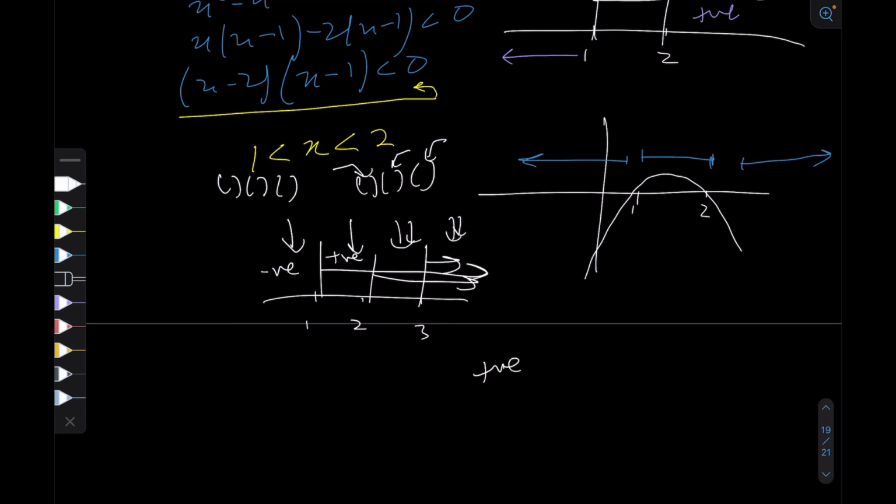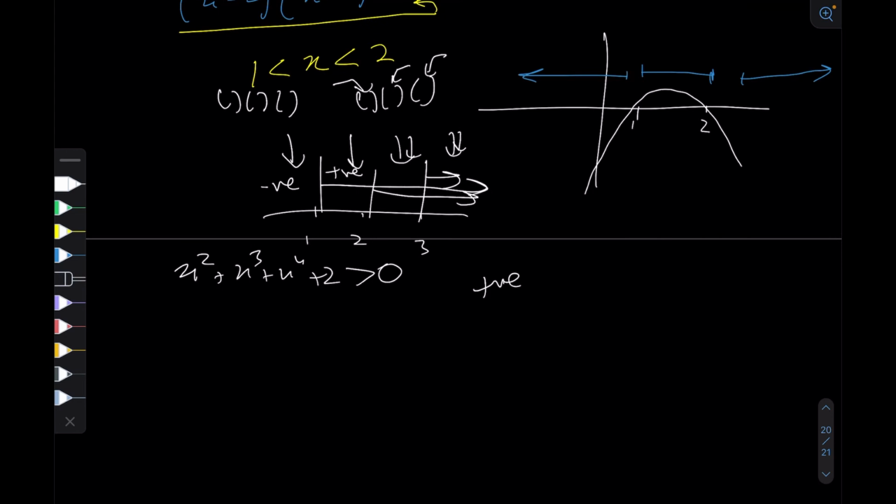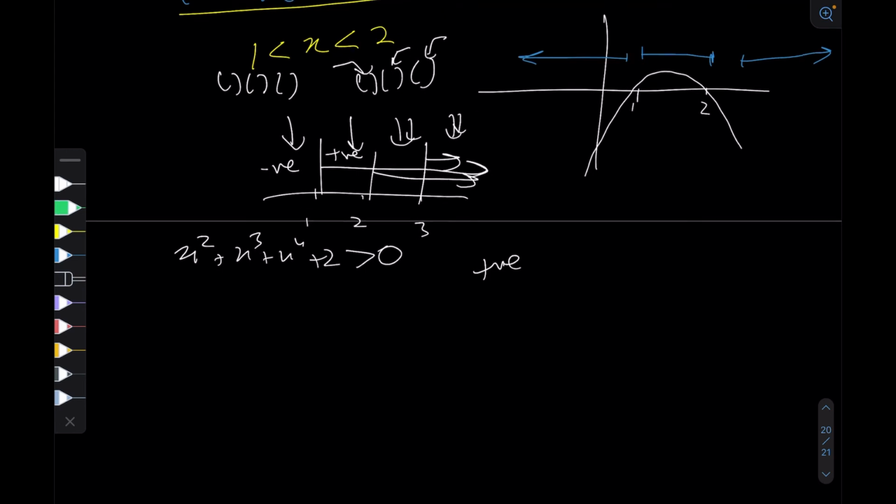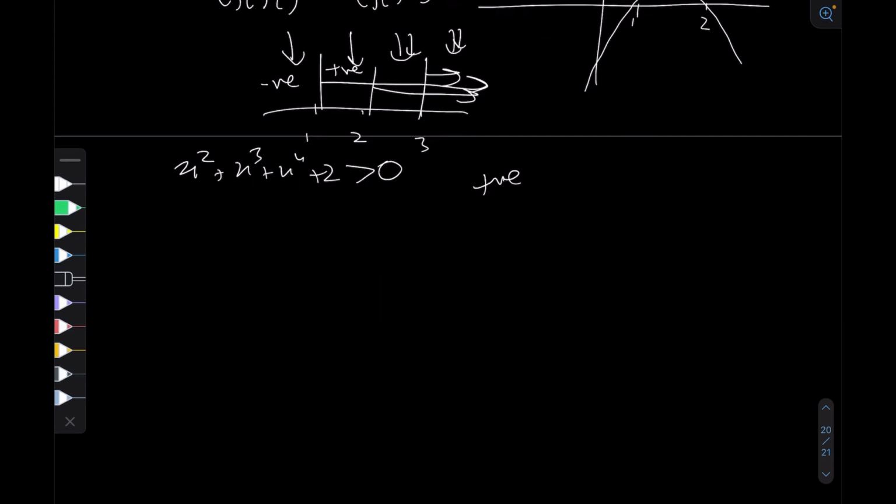So if you have any inequality, if you have any polynomial, maybe there's an x cube or an x to the 4, even though it's not in your syllabus, it's extra knowledge, and you have an inequality like this, you can always solve it using this method.